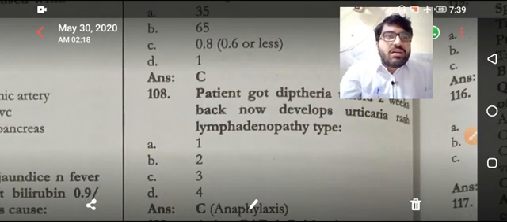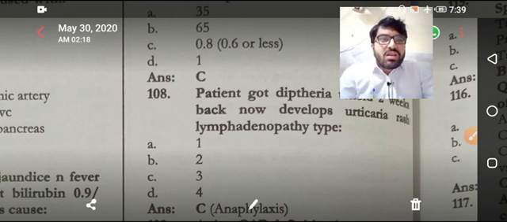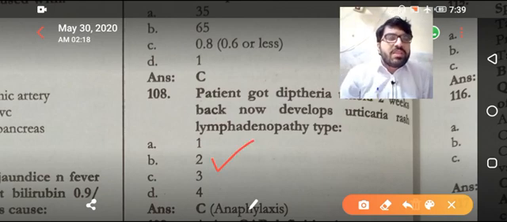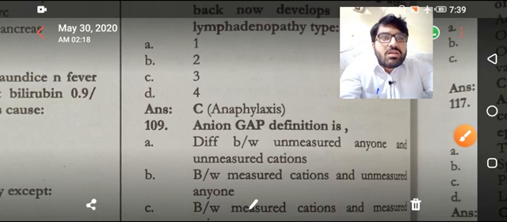A patient got diphtheria and you gave toxoid 2 weeks back, and now develops urticaria. Whenever you give toxoid, think of type 3 hypersensitivity reaction. It is not anaphylaxis. Anaphylaxis is type 1 hypersensitivity reaction. So it is type 3. The key is right, option C.